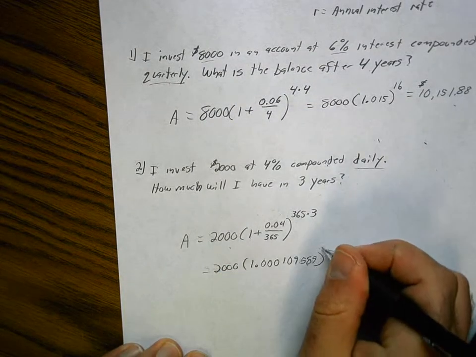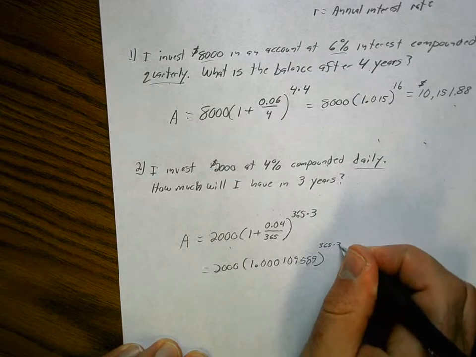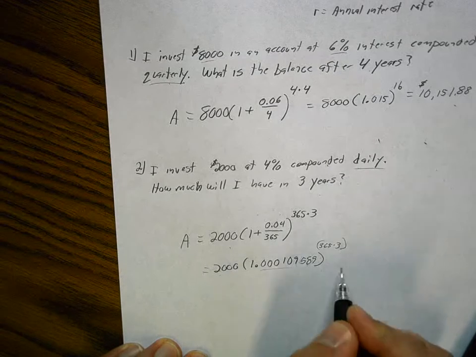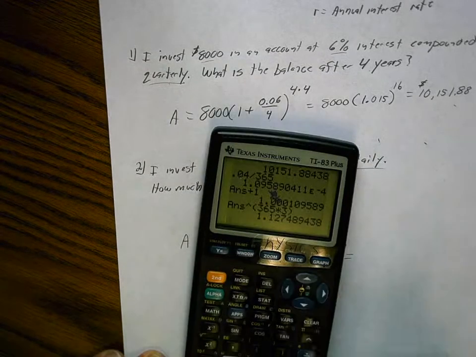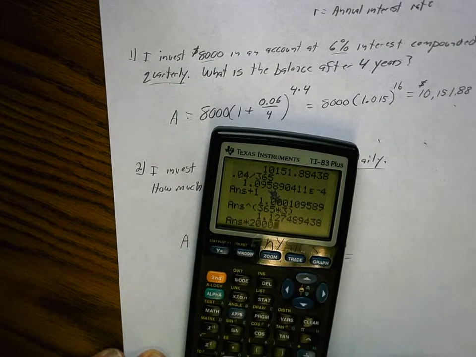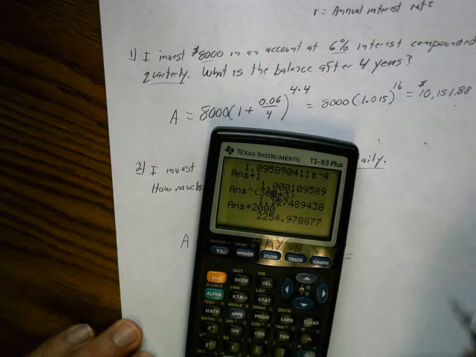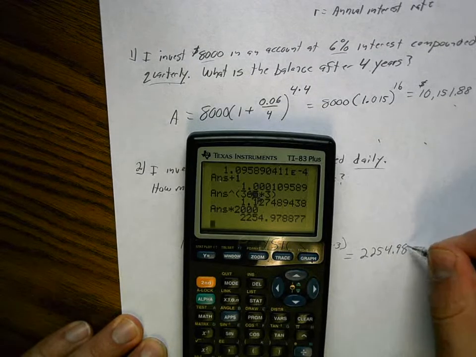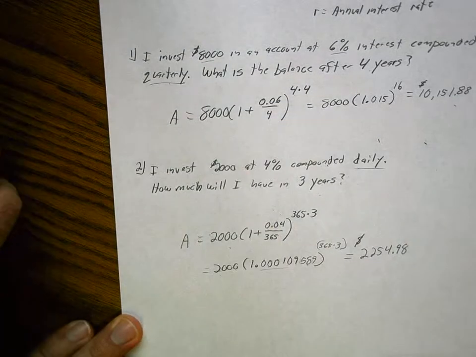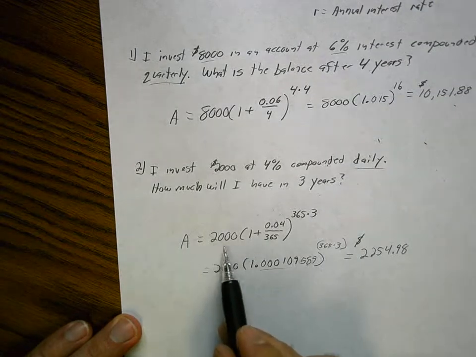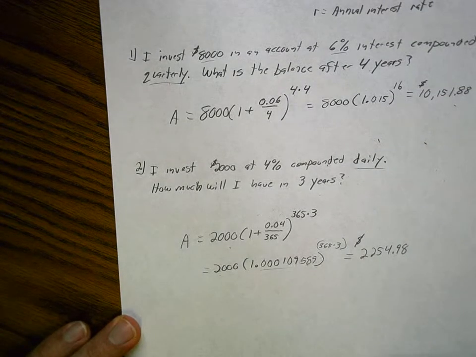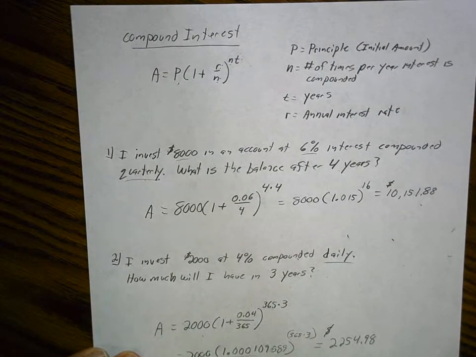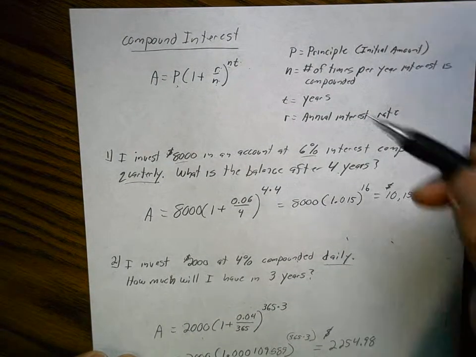So what I've done is I've taken this and raised it to this power in parentheses. Now I'm going to multiply it by 2,000, and I'm going to get 2,254.98. After 3 years compounding daily, I went from 2,000 to 2254.98. That is how we do exponential growth and decay problems and compound interest problems.